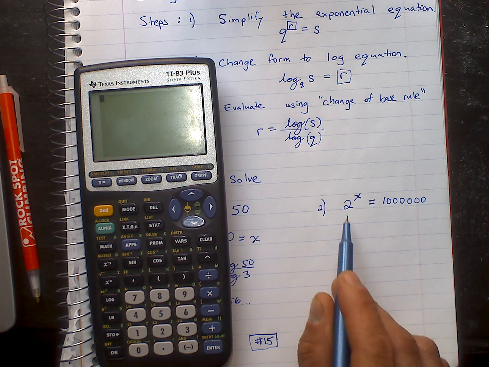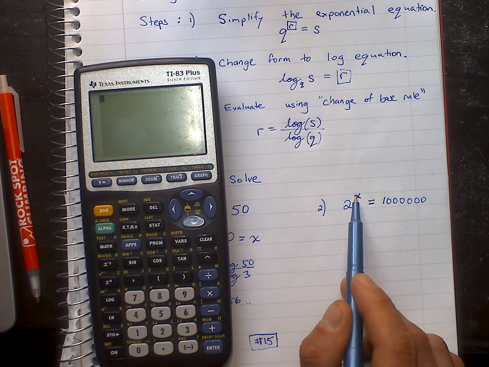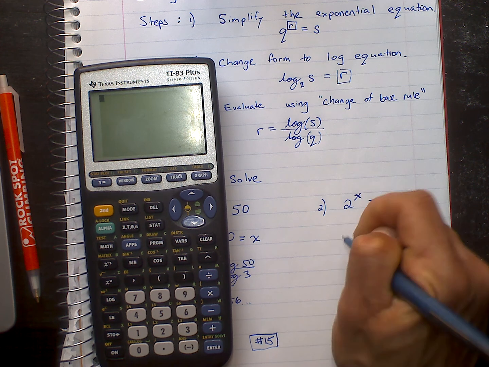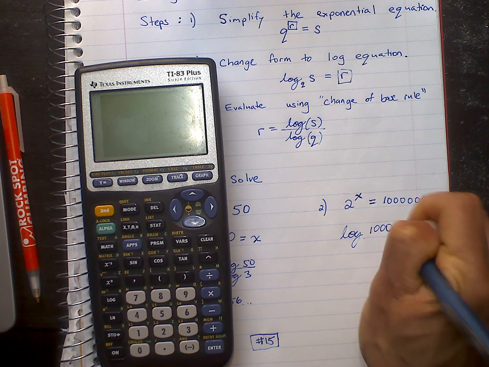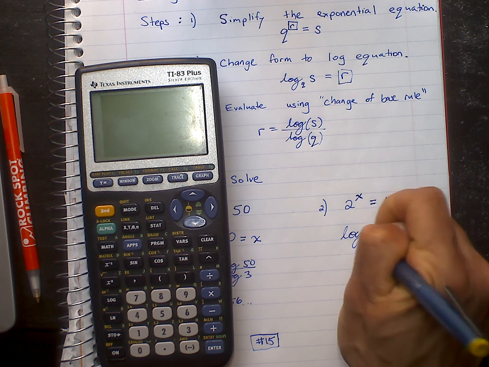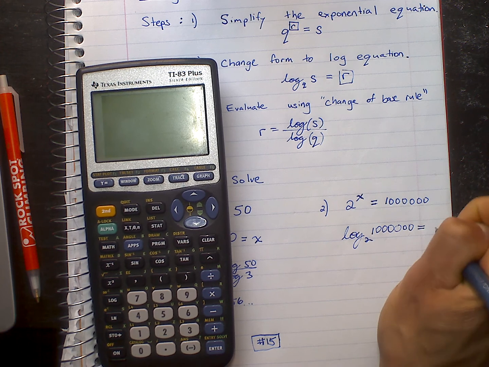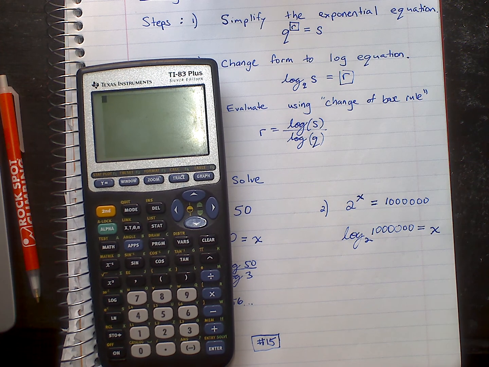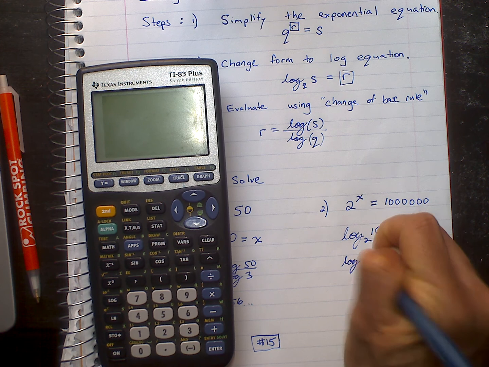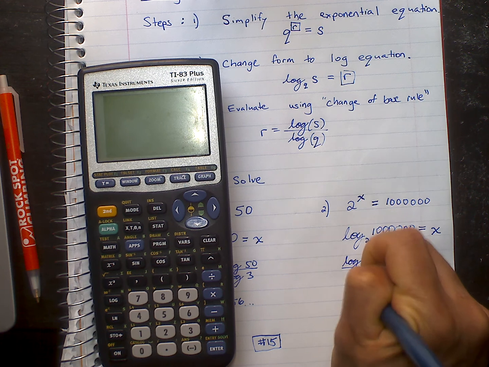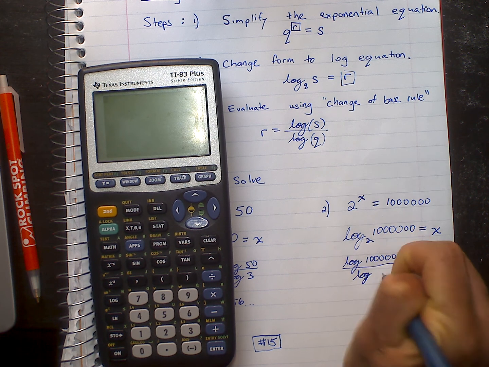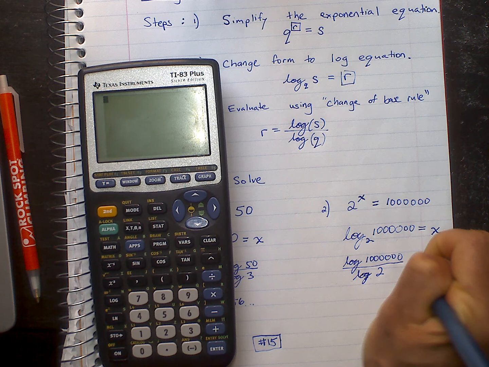It's already simplified. We have the base, the exponent, and the output. Change the form: log of 1 million base 2 equals the x on the other side now. Change the base rule so that I can type it into the calculator. Common base 10, but it'll look like log of 1 million divided by log of 2, base 10, the common base.